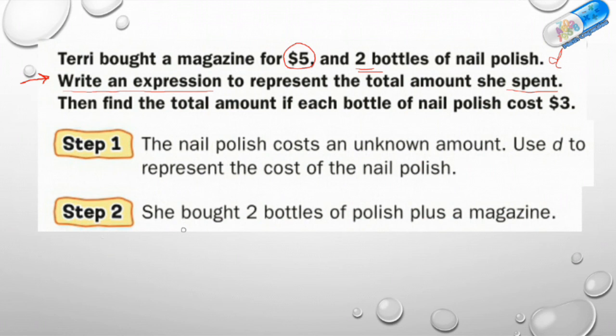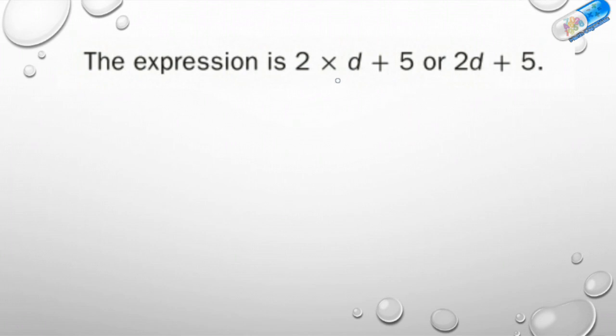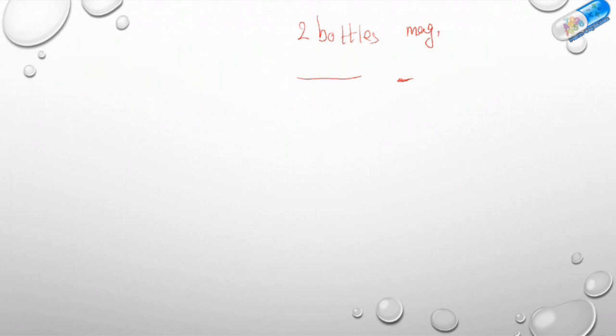Okay, step number two, we know that she bought two bottles of polish plus a magazine. So the total cost will look like this. The total amount is D dollars for one bottle and D dollars for another bottle of nail polish and $5 for a magazine. So if we count all these together, the expression is 2 multiplied by D plus 5. 2 times D is for the two bottles of nail polish, and this 5 is for the magazine. So we can write it as 2 times D plus 5, or 2D plus 5.